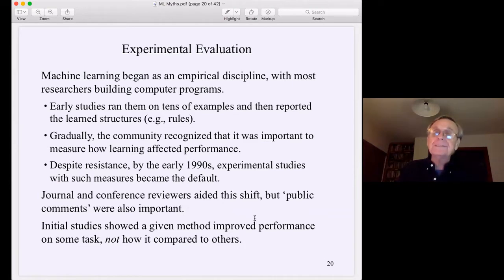And there was some resistance about this. By the early 90s, though, experimental studies with performance measures had become the default. A part of that was that because we had a journal and conference reviewers who cared about that, that would push people to report empirical performance results. But there was more than that. I gained a reputation in the late 80s and early 90s for being a gadfly. If someone gave a talk at a conference and they would show, see, look at the rules it learned, I would raise my hand and say, this is nice, but how do you know if they're any good?